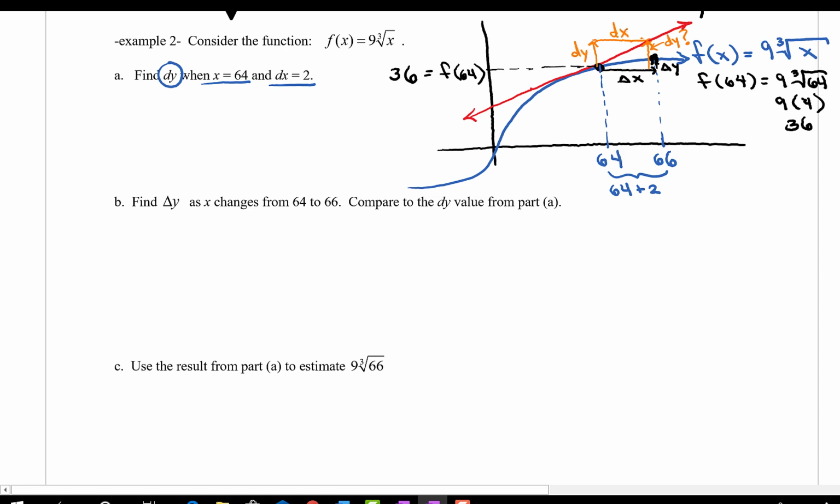So basically here, f of 64, we already know that f of 64 is equal to 36. But we don't know what f of 66 is because we're going to pretend we don't have a calculator, right? And this is what it's leading up to. So look at part C. Use the result from part A to estimate 9 cube roots of 66.